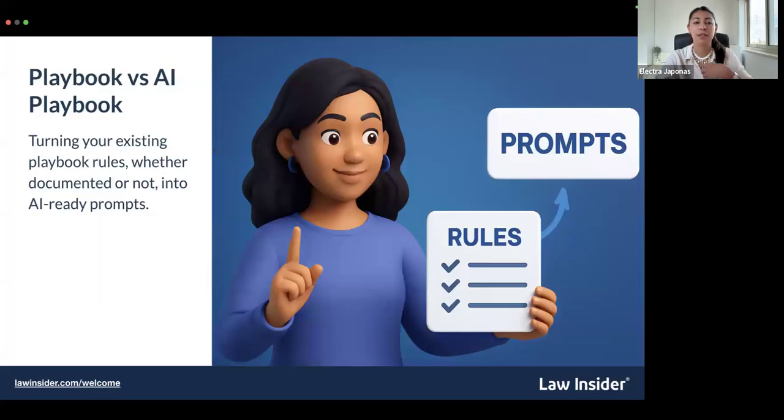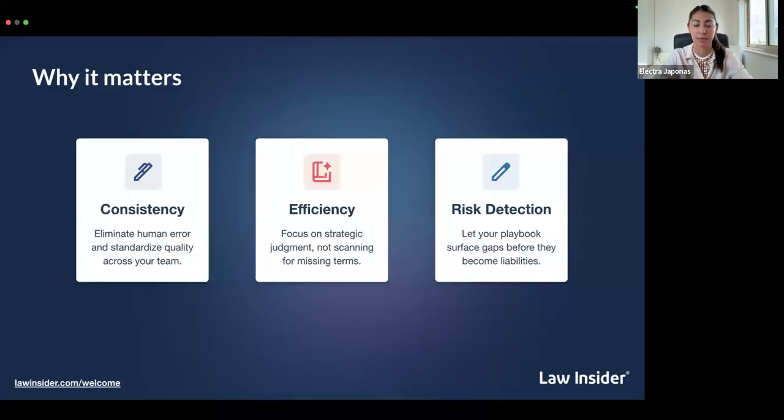So a playbook versus an AI playbook, the main differences are that you're taking the rules that you want to abide by when you're reviewing a contract, and you're turning them into prompts. And I'll talk you through what that means in a second. As I mentioned earlier, the reason playbooks are important is because they ensure consistency.